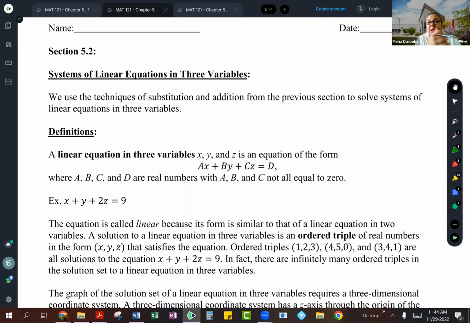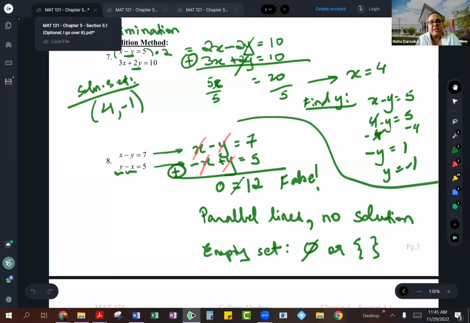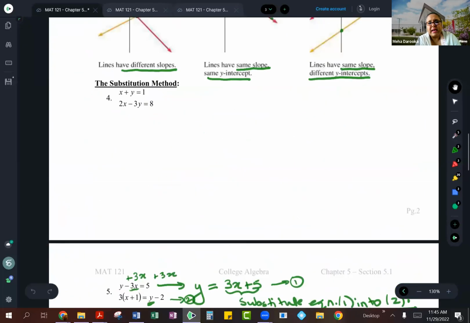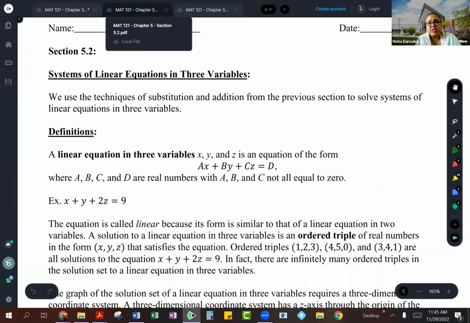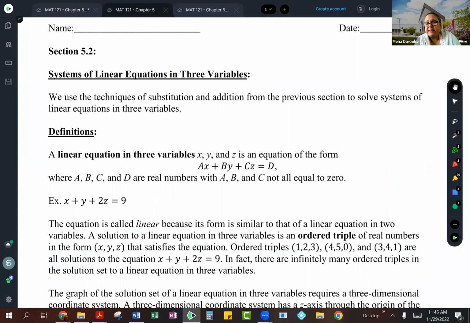So we will primarily work on substitution and the addition methods over here. One thing I did want to mention is, even though we are calling these linear equations, just keep in mind the graphs of these equations are not going to be straight lines. Of course, in section 5.1, these were all straight lines because these are your true traditional linear equations in 2 variables. However, once we get into these 3 variables, you are actually not looking at linear equations.